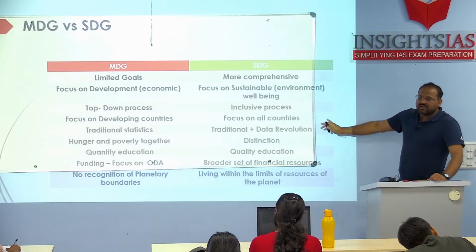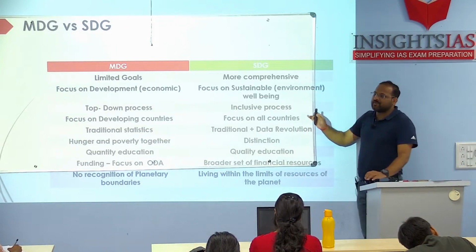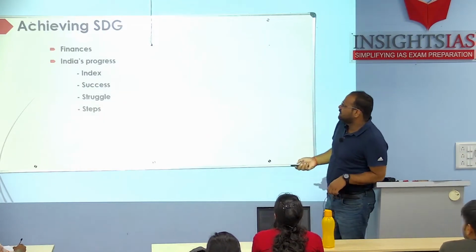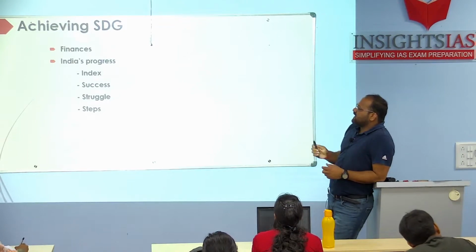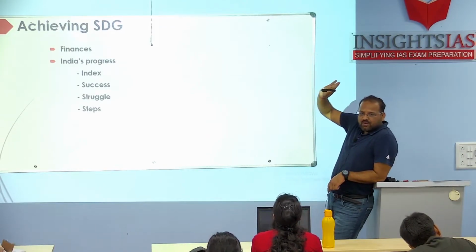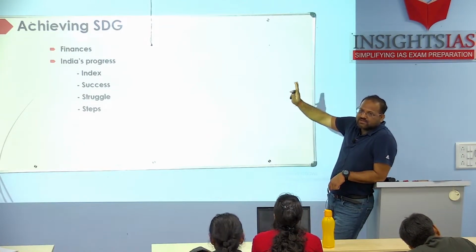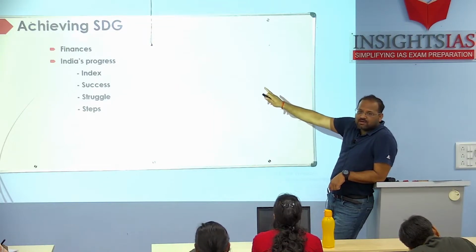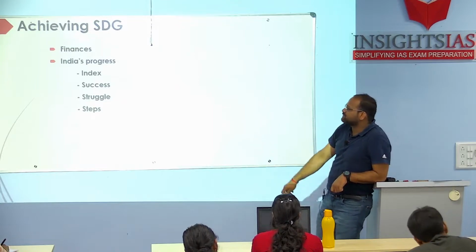Okay, so this is clear. MDG versus SDG is one of the expected questions. Even if it doesn't come, you should know at least the differences. With respect to financing, now we know SDG, we know MDG, we know the differences. This was not given by this economic survey. From here on, the economic survey is giving certain data.